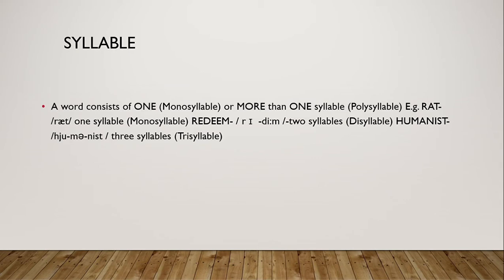If we see the example rat, it has one vowel sound, so it is monosyllabic. Next is redeem. When we do the transcription of redeem, we can see that there are two vowel sounds, so there are two syllables in it, re and deem. Next comes a polysyllabic word. The word humanist is trisyllabic, or you can say polysyllabic, because there are three syllables in it: hu, ma, and nist.